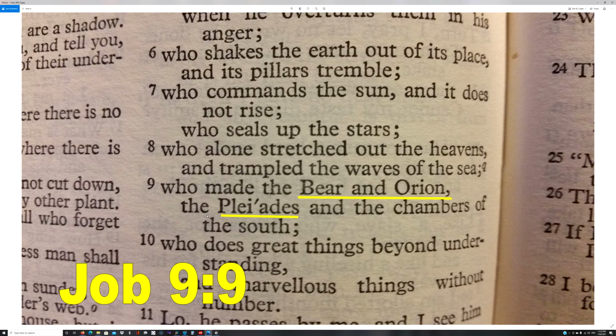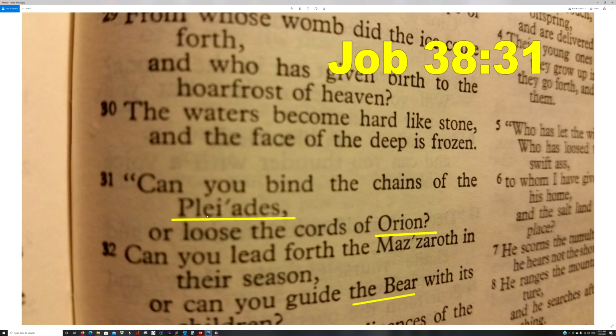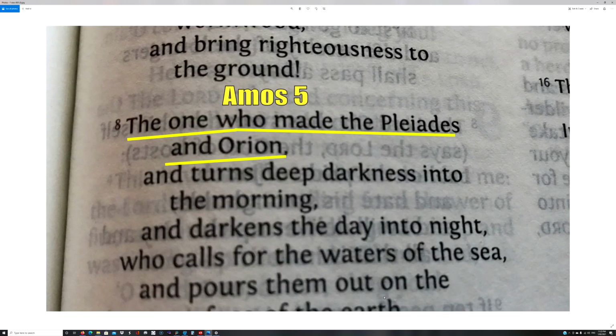A lot of this Freemasonic stuff has Old Testament and New Testament, a lot of Jacob's ladder and other features. So Job 38:31, can you bind the chains of the Pleiades or loose the cords of Orion? Mazzaroth, which is just a Hebrew term for the 12 signs of the zodiac, or can you guide the Bear with its children, so the Little Bear and the Big Bear. Amos 5:8, the one who made the Pleiades and Orion.